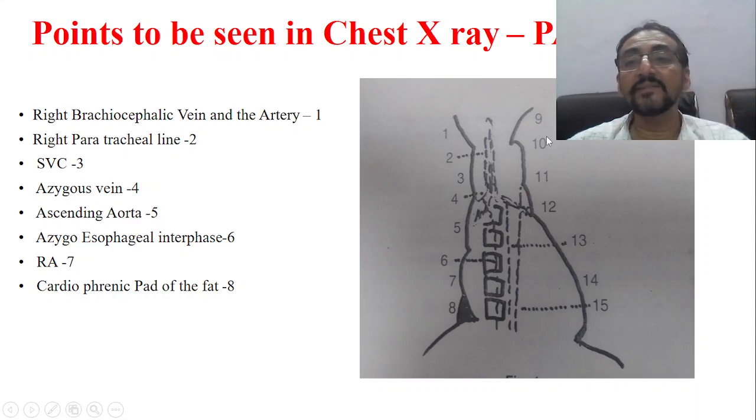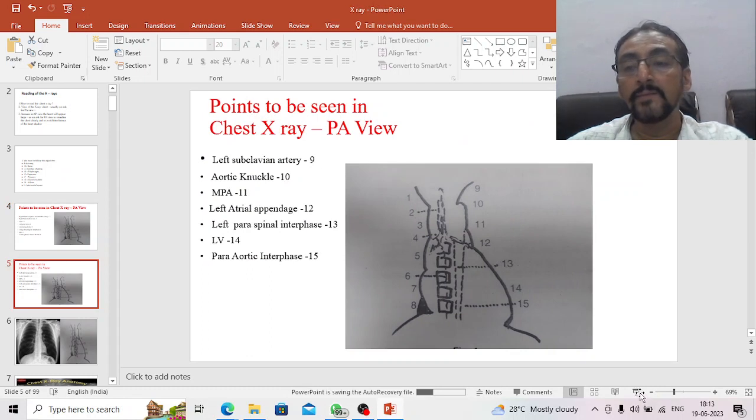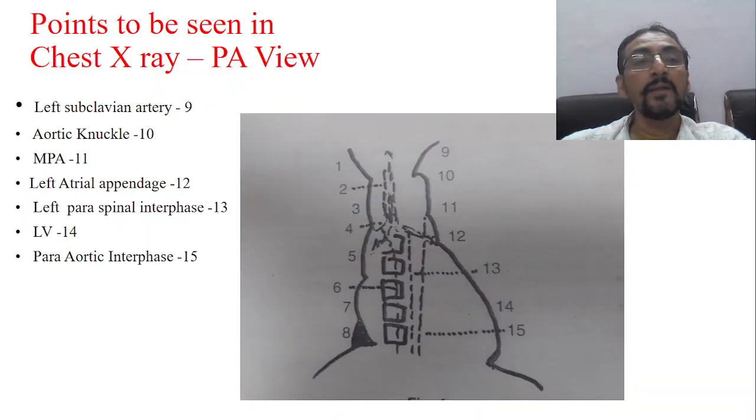Now we will go to the next side, number 9, on the left side. See, number 9 on the left side is the left subclavian artery, just like the brachiocephalic vein on the right. Same area on the left side we have the left subclavian artery. Now this is the most important area, number 10. This area has a small curve, and this corresponds to the aortic knuckle, the arch of aorta. This is the area where the arch of aorta crosses. So this area is the aortic knuckle.